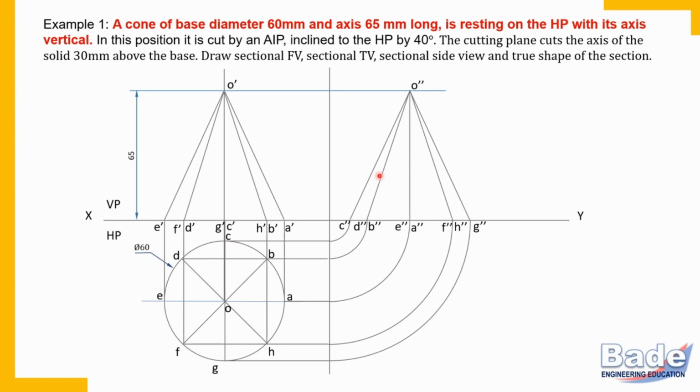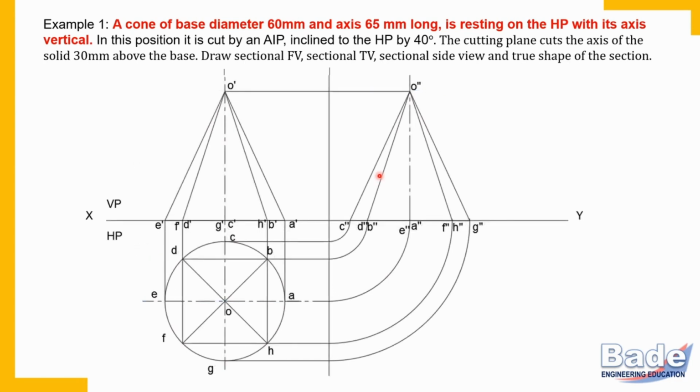Here is a cone in the given position, and now we'll locate the cutting plane. Read the information about the cutting plane. In this position, it is cut by an AIP. AIP, as I've already told you, is a plane perpendicular to VP and inclined to HP. So it is clear that the plane is perpendicular to VP, and therefore the cutting plane line must be in the front view. It is inclined to HP by 40 degrees. So this cutting plane line we are going to draw at an angle of 40 degrees.